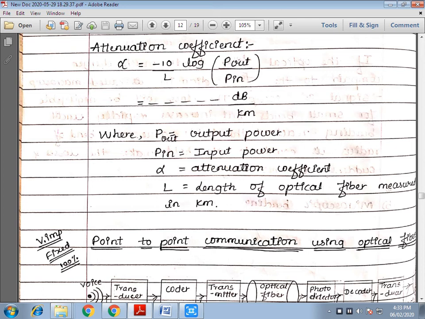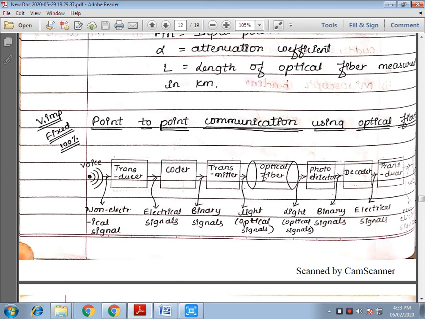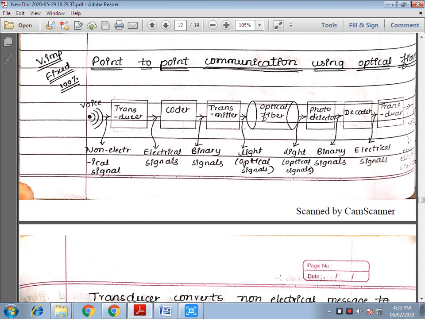And point to point communication using optical fibers. Here: the voice, transducer, coder, transmitter, optical fiber, photodetector, decoder, transmitter, and voice. When you speak in the microphone at one end, the non-electrical signals, that is voice sound waves, are converted into electrical signals by transducers. The electrical signals are converted by the coder into binary signals. These binary signals are transmitted through the optical fiber as light, and through the optical fiber the light signals are propagating.